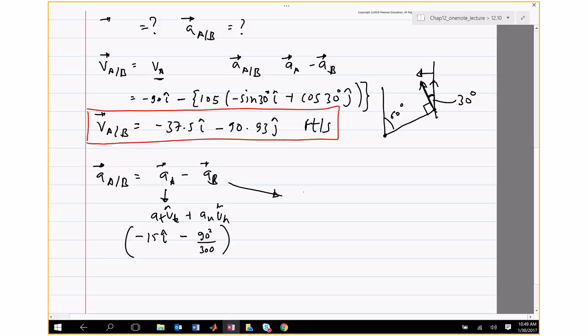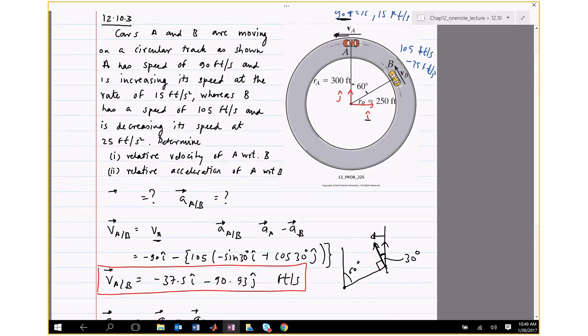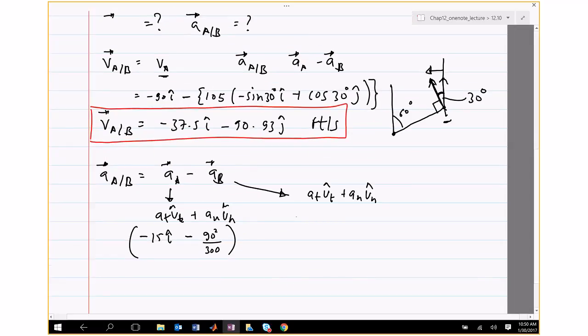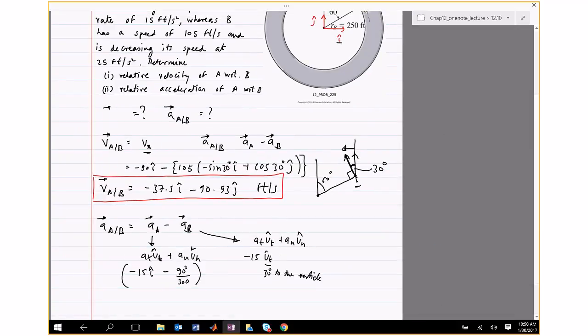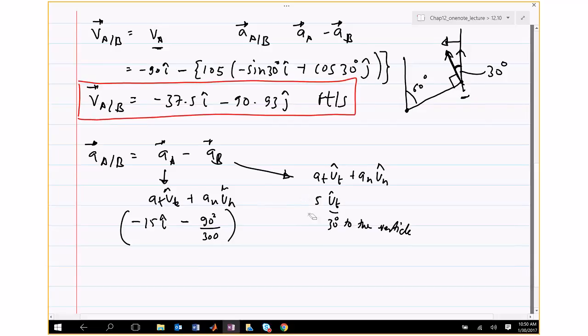Similarly, aB is going to be aT uT plus aN uN. That will also have radial and tangential components. So the tangential component is along the tangent along B. We know the direction is going to be the same as the direction we had over here, right? So we know it's 30 degrees to the vertical. So it's minus 15 uT. Doesn't... I thought the acceleration was different for B, or it's decelerating. It's decelerating. Oh, it's 25, yeah. Okay, I just need to write this as 25. Good catch.